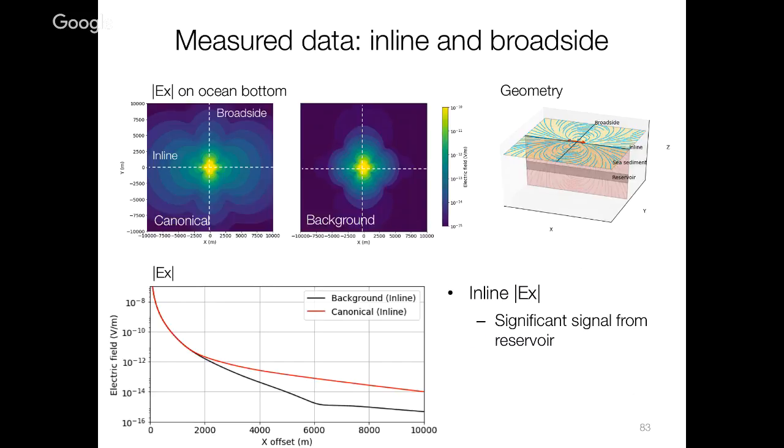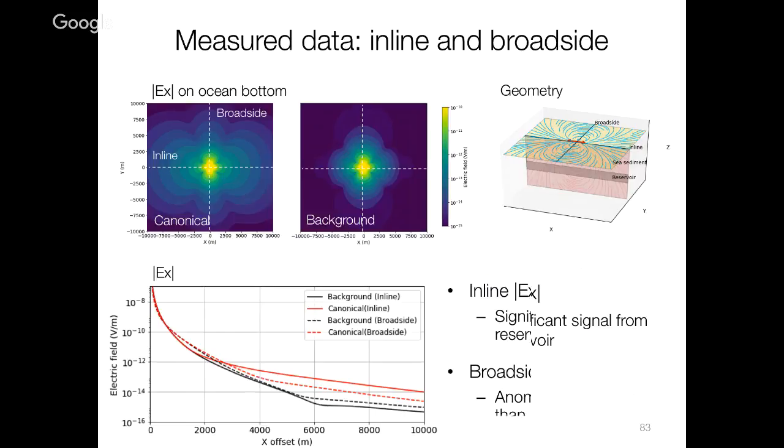On the other hand, if we look at the broadside, so now we're up here, the background model looks like this. It's the dashed black line, and the canonical model, the one with the hydrocarbon layer, looks like this. So you still see it. You can still detect that hydrocarbon layer, but the amplitude of with versus without is much reduced.